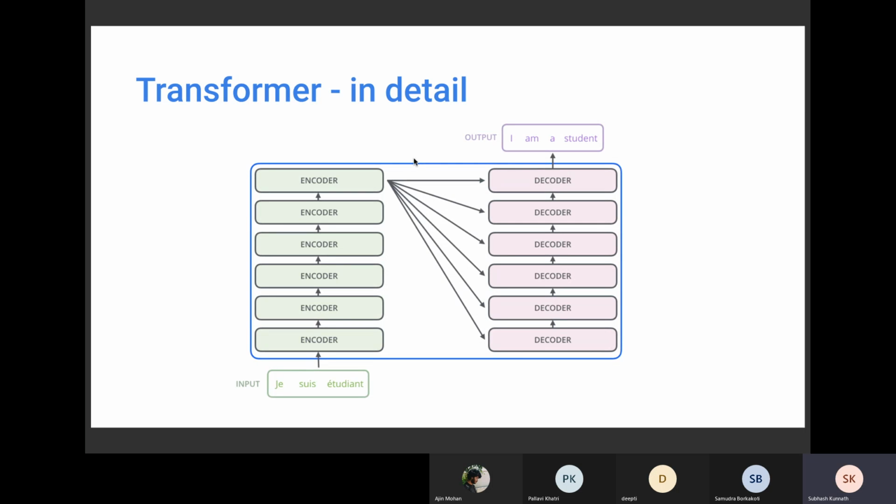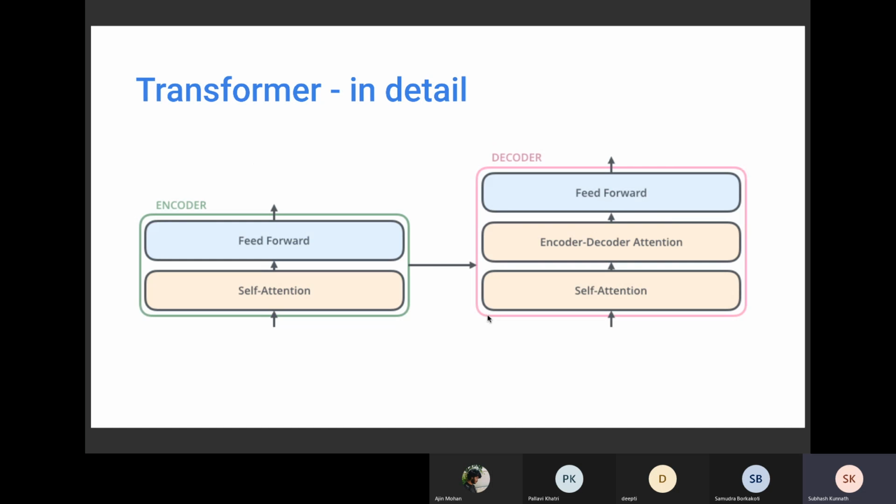If we look closer, in the paper they have proposed six encoder modules in sequence on the encoder side, and six decoder modules on the decoder side. It's not something magical about using the number six. People experiment with different numbers, but in the paper they have proposed using six encoders and six decoders. Let's see what different things are there in the encoder and decoder modules.